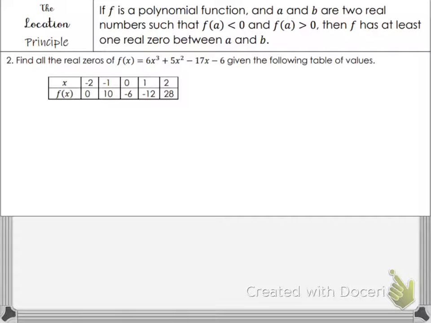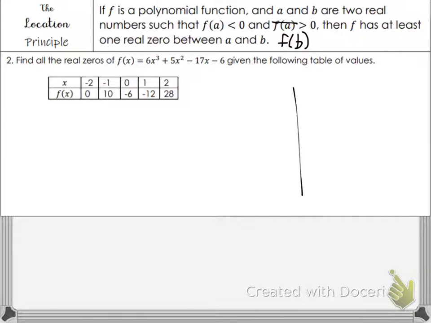There we go. Okay, let's talk about the location principle. If f is a polynomial function and a and b are two real numbers such that f of a is less than 0 and f of b is greater than 0, then f has at least one real zero between a and b. I keep doing that. This one should be f of b. So if my f of a is less than 0, f of b is greater than 0, then f has at least one real zero between a and b.